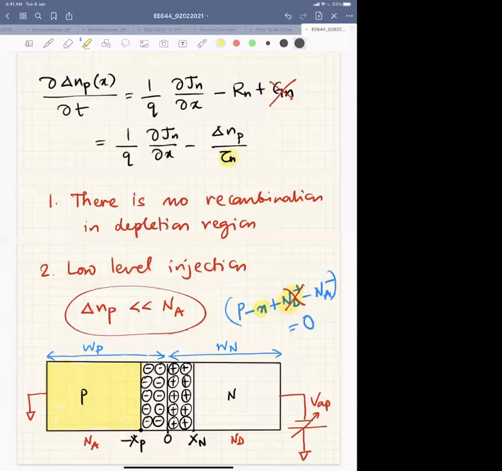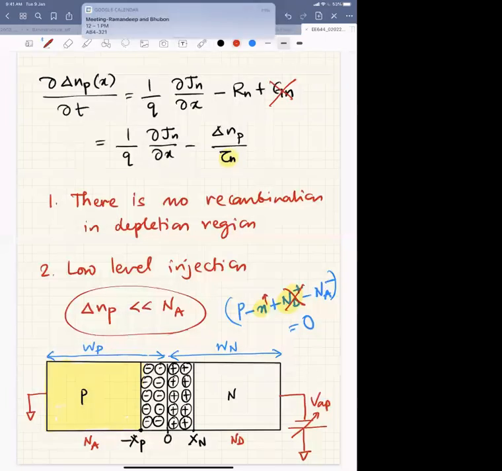so total charge is zero. But now what is happening is, when I'm injecting electrons, n is increasing in the p side. Let's say at the edge of the depletion region, you are injecting electrons, you are putting electrons from the n side. That means your n at the edge is increasing.